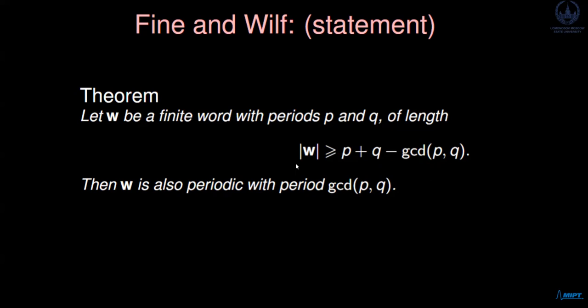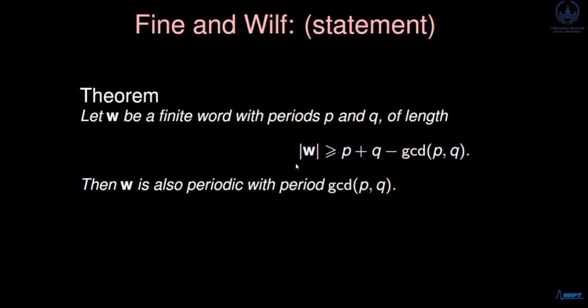The theorem gives us the condition that if the length of W satisfies |W| is greater than or equal to P plus Q minus GCD of P and Q, where GCD of P and Q is the greatest common divisor of P and Q, then the word W is also periodic with a period equal to GCD of P and Q.